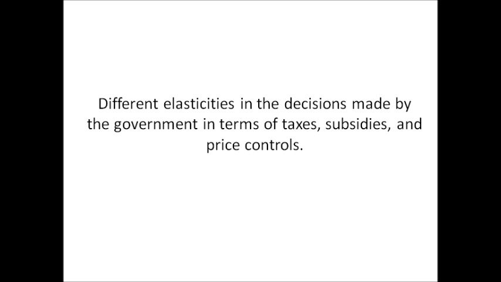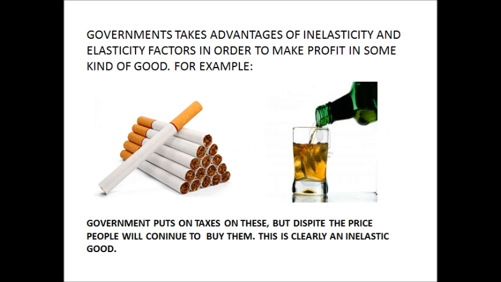Here are the different elasticities in the decisions made by the government in terms of taxes, subsidies, and price controls. Governments take advantage of inelasticity and elasticity factors in order to make profit in some kinds of goods. For example, cigarettes and alcohol. Government puts taxes on these, but despite the price, people will continue to buy them because they are addictive. This is clearly an inelastic good.